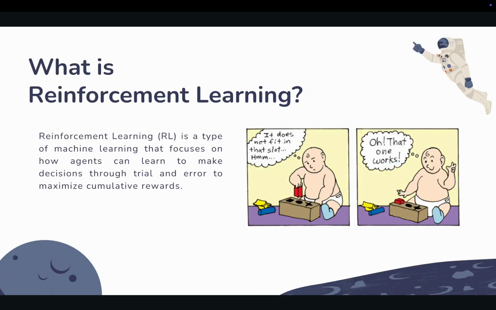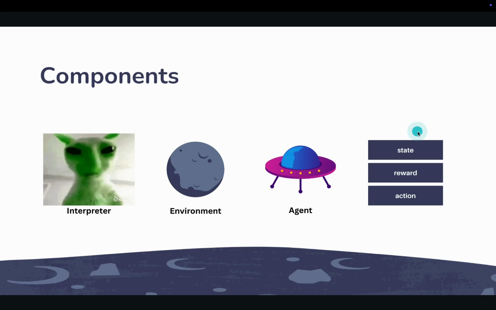First of all, let me introduce you to reinforcement learning. Reinforcement learning is a type of machine learning where an agent learns to make decisions by interacting with an environment to maximize the cumulative rewards. It mimics the trial and error learning process that humans and other animals do to achieve their goals by receiving feedback like rewards and penalties for its actions and adjusting its behavior accordingly.